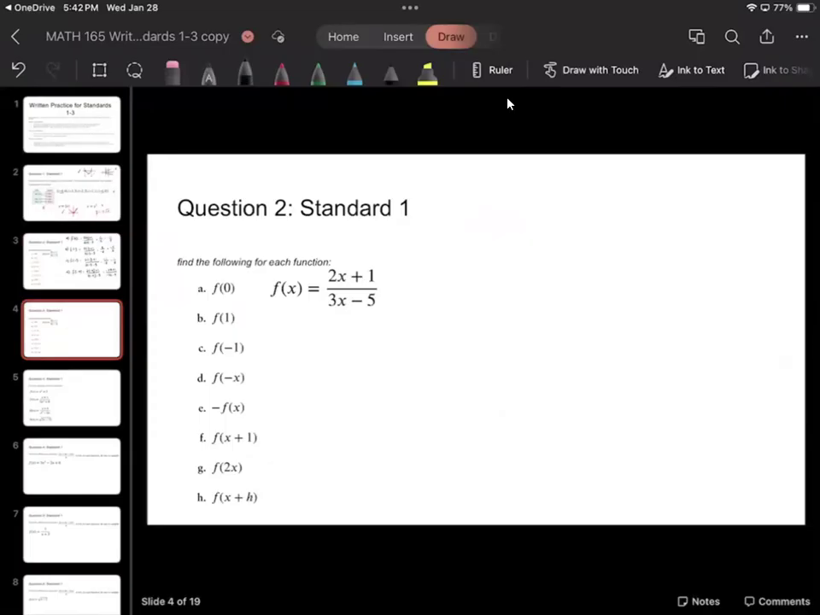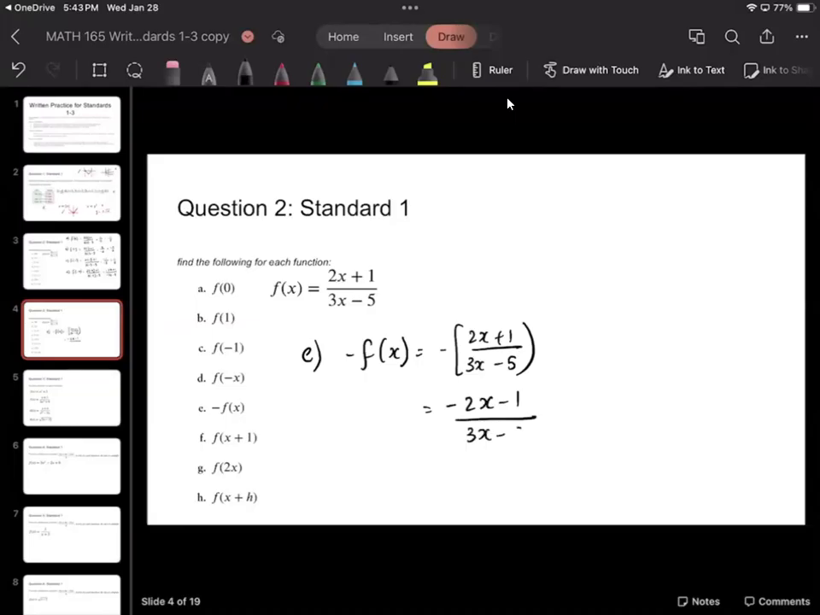Okay, part E was asking you to find negative of f of x. So what they're asking you is negate this whole thing, right? So the negative is now on the outside. Now, when the negative is on the outside, please do not make the mistake of distributing the negative sign to both the numerator and the denominator. Only to one, right? Because if you do to both, then you're actually not negating. So if I just distribute it to the numerator, I end up with -2x minus 1 over 3x minus 5.